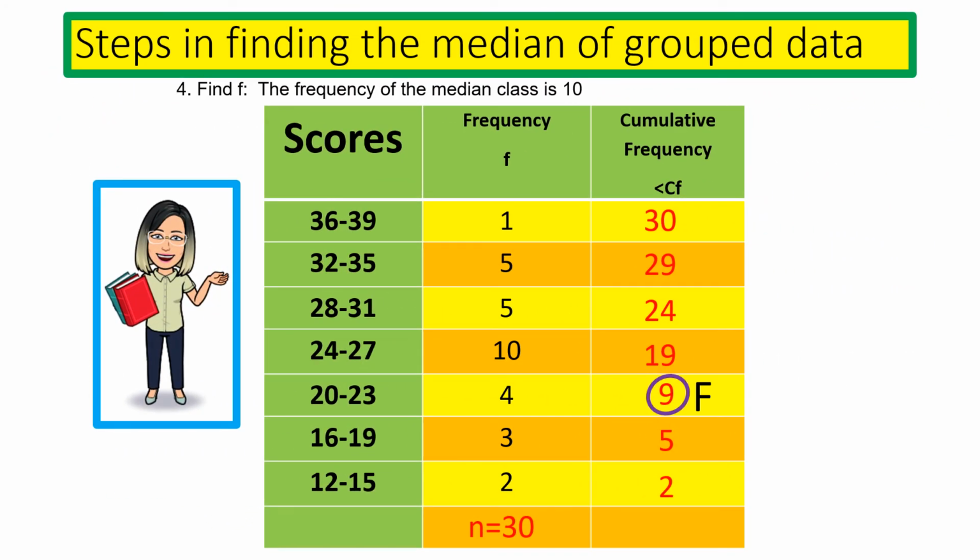We need to find small f, the frequency of the median class. What is the next frequency? The next frequency is 10, and 10 is our small f, the frequency of the median class.